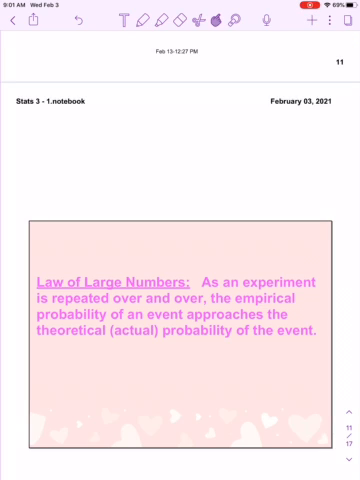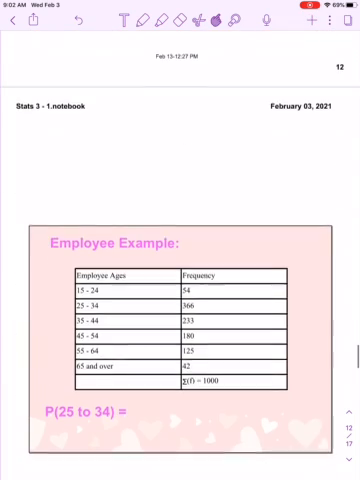Okay? So if it's repeated over and over, the empirical probability approaches your theoretical probability. So what's actually happening gets a lot closer to what should be happening the more you do it. Roll a die 6 times, not that likely to actually get 1 of every number. Roll it 600 times, it'd be a lot more likely to have around 100 of every single number.